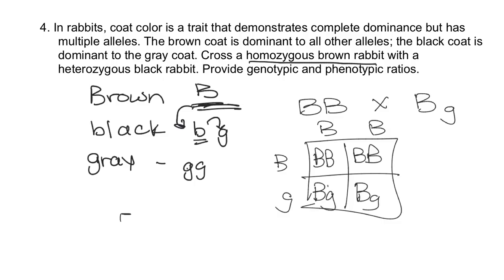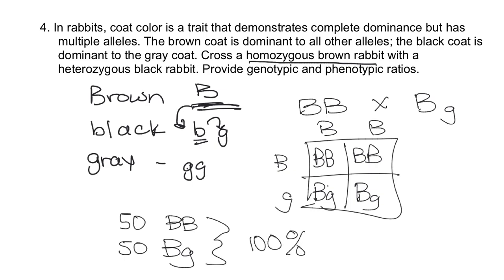So basically we get 50% homozygous dominant. We get 50% heterozygous, but phenotypically we get 100% brown rabbits, because remember, anything with a capital B, that is dominant to all other traits. That was a pretty easy one, actually.